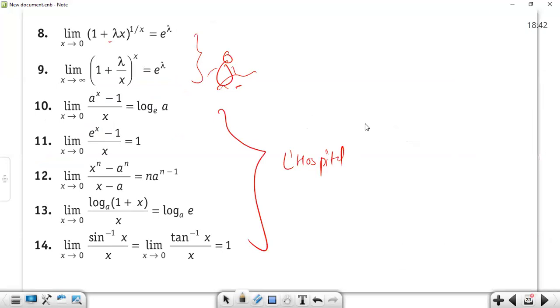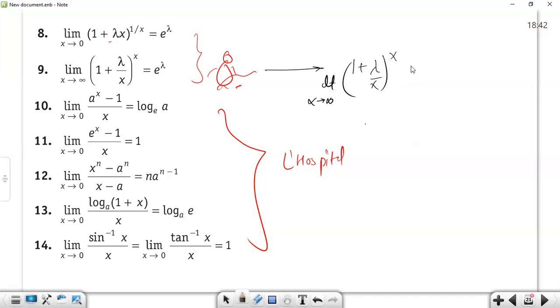So now let us solve this ninth formula that we have: limit of 1 plus lambda by x, raised to power x, as x tends to infinity. Now we have a function whose exponent, whose power, is also a function, which is x.